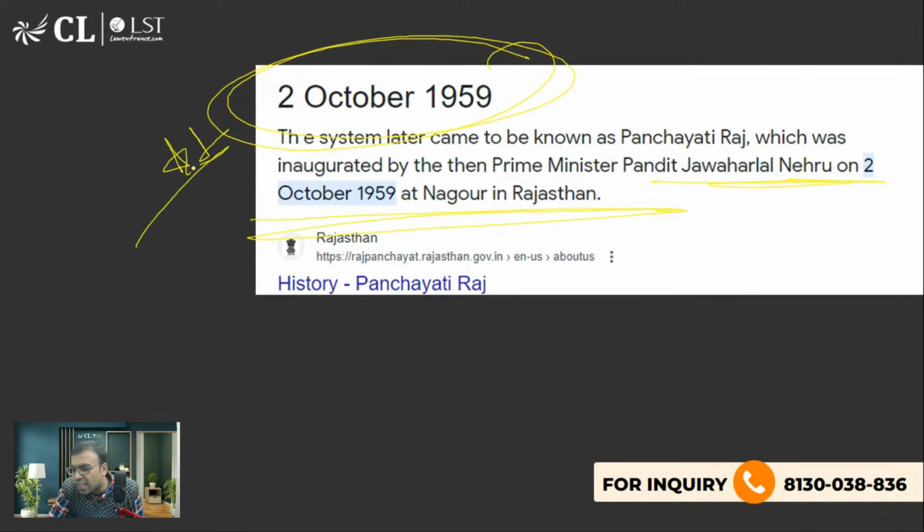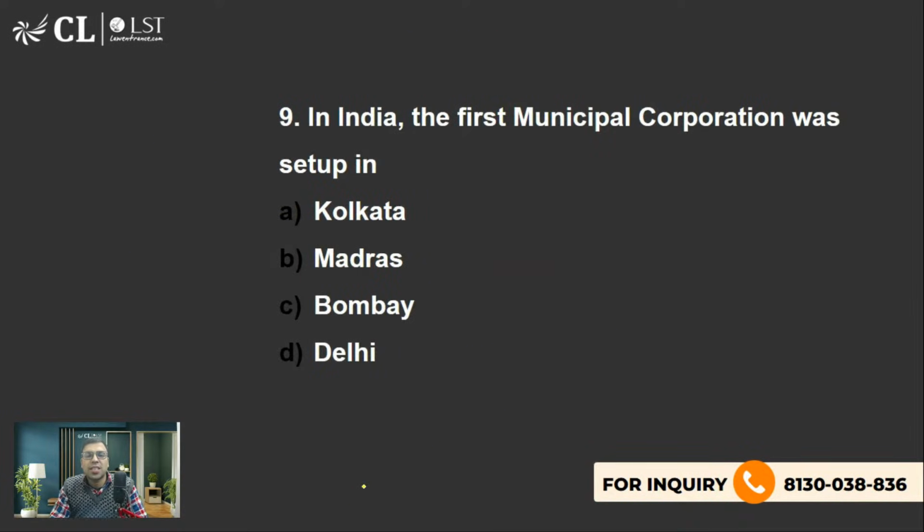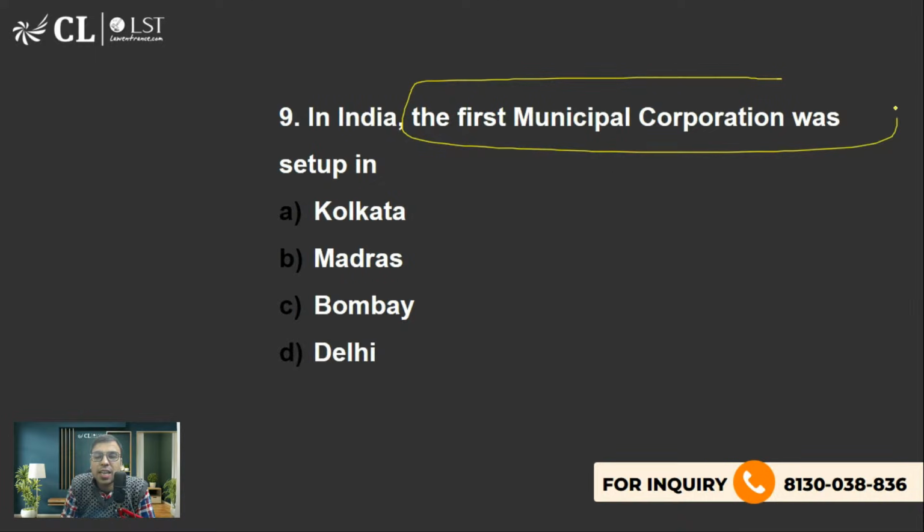जो आप पूछ रहे हो कि सर वन लाइनर स्टैटिक जीके कहां से आएगा, तो ये सब पूछते हैं स्टैटिक जीके से. They ask questions. And Nagaur कभी-कभी NAGORE भी लिख देते हैं. Sometimes you will find this. Next is, in India, the first municipal corporation was set up where? These are one-liners, sometimes asked in the exam.